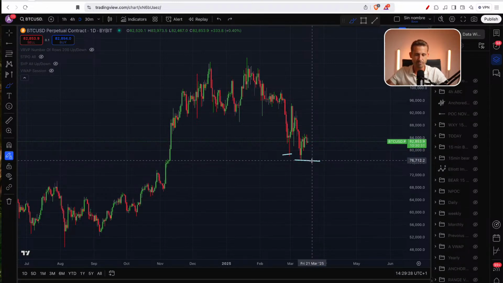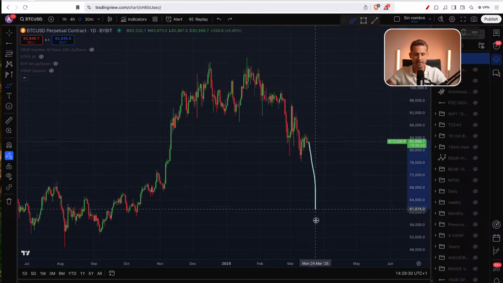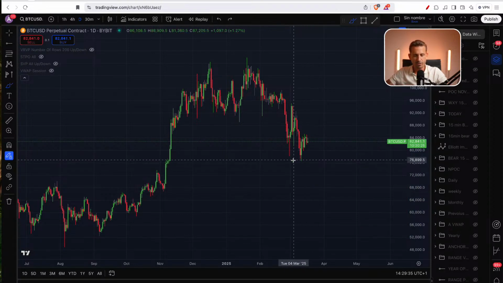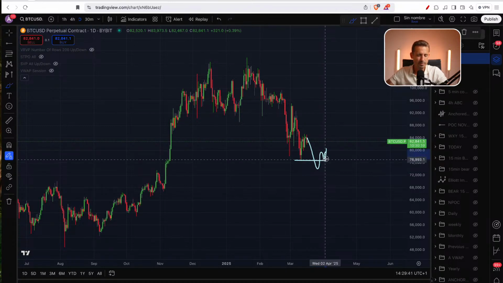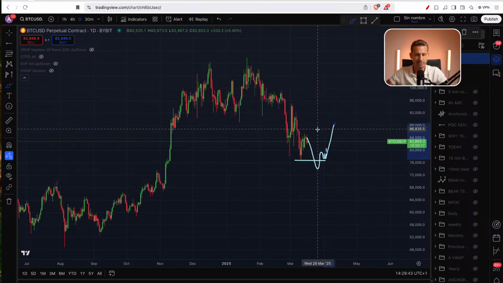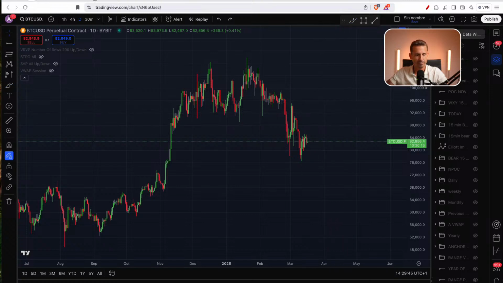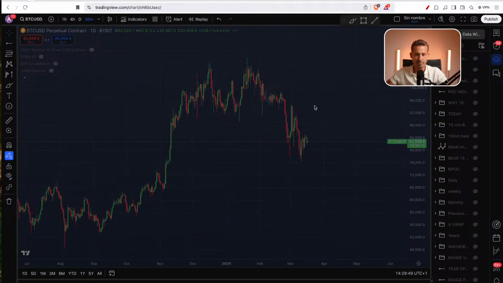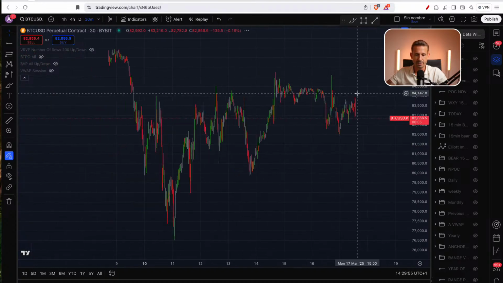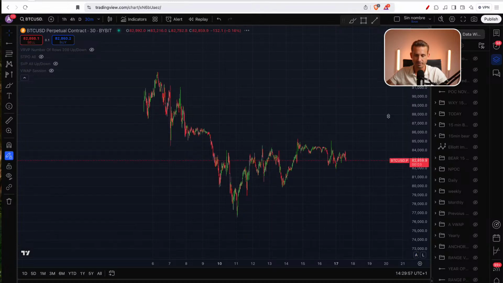Don't believe the crap of oh my goodness, we're going to go to 50K, which it could, but it's all understanding the reaction, right? If we react to this level and we trade back above it, it's going to be looking pretty damn good for a nice recovery. So anyway, let's focus on the lower time frames, okay? Most importantly, what has been going on throughout the last 24 hours, right? This kind of choppy price action.